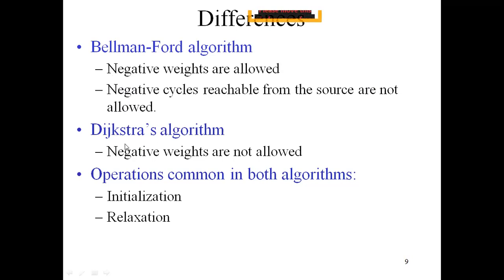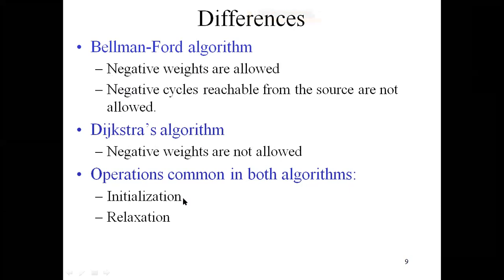In the case of Dijkstra's algorithm, negative weights are not allowed. So these are the differences between Dijkstra's algorithm and the Bellman-Ford algorithm. Next, the operations common in both algorithms, either in Dijkstra or in Bellman-Ford, are initialization of the vertices, initialization of the values at the vertices, and relaxation of edges. These two are the common operations in both Dijkstra's algorithm and the Bellman-Ford algorithm.